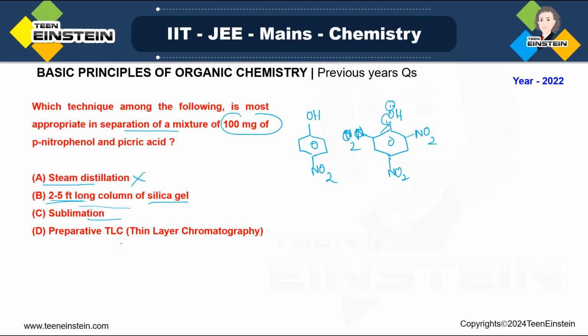So the only option left is preparative TLC, thin layer chromatography, because column chromatography, even if you do not do it, doesn't matter, because the amount is very low and this amount is suitable for preparative TLC. Okay, so we can choose this method. This is the appropriate method.